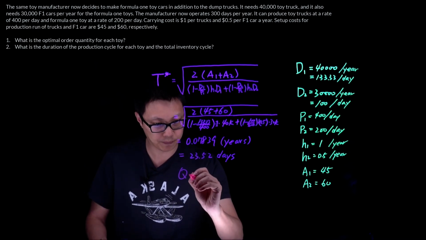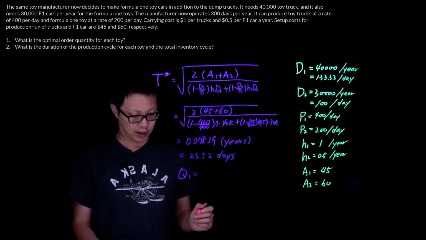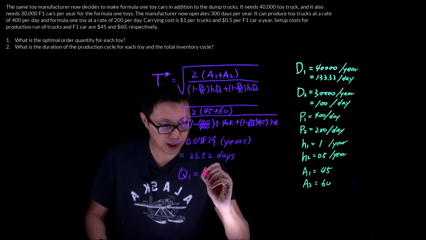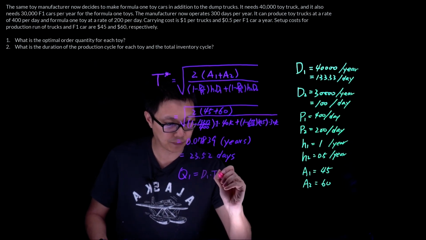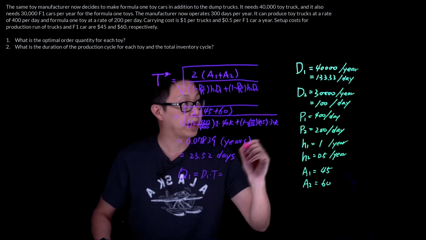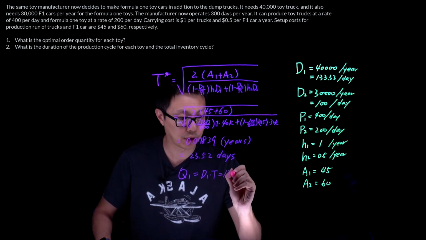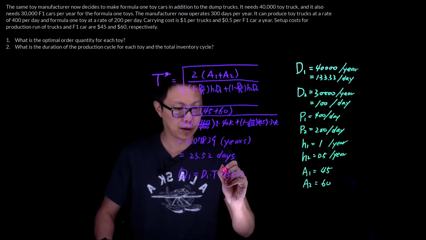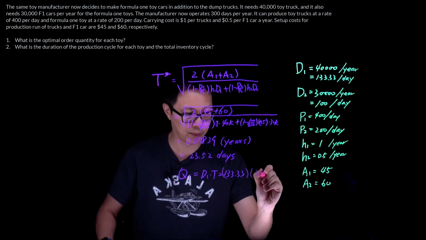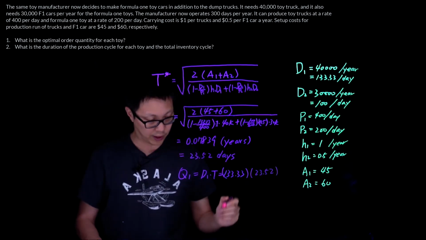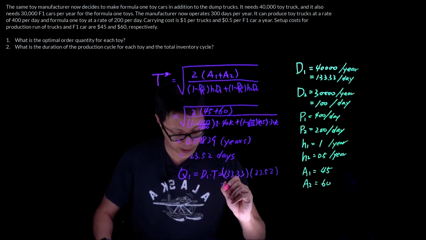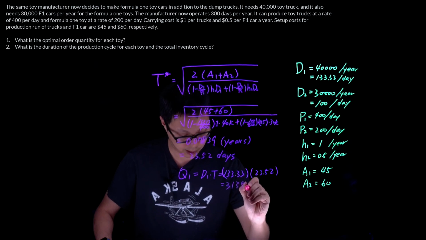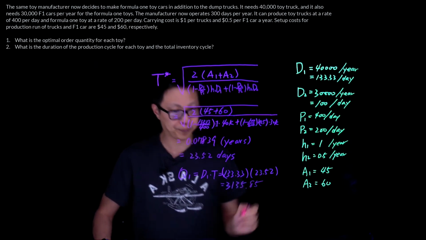Okay, so that means if I want to calculate Q1, it will be D1 times T. So my daily demand will be 133, and my T will be 23.52. This means my production quantity for the truck will be 3135.85.